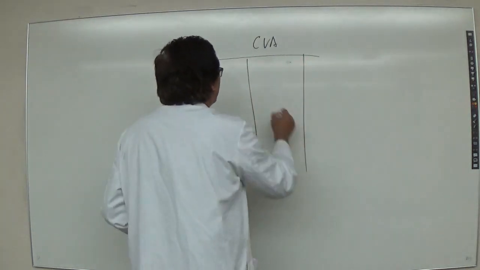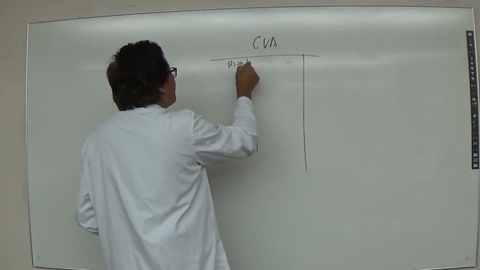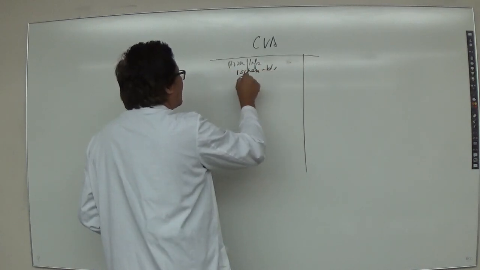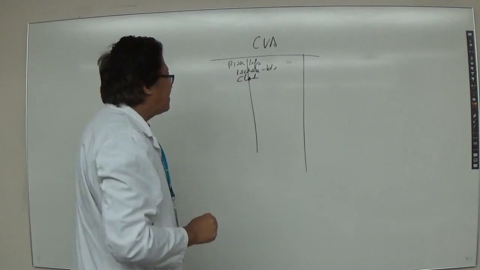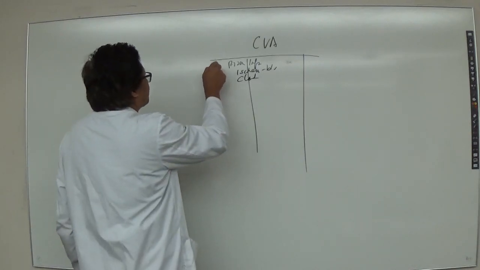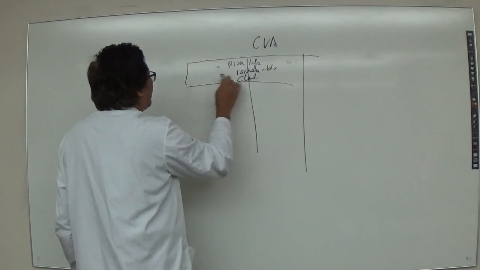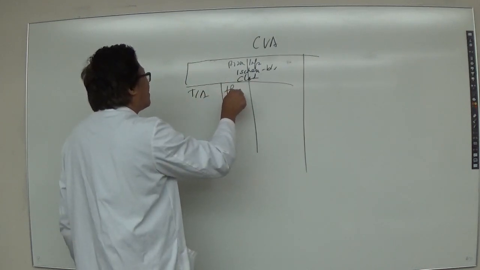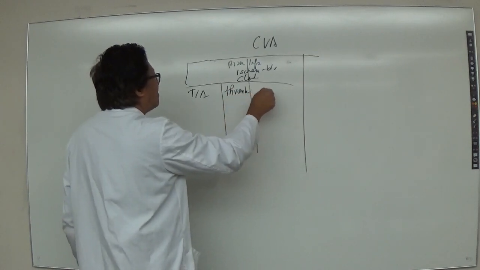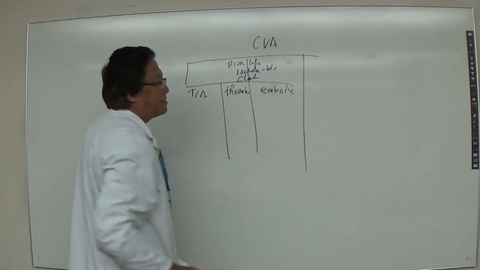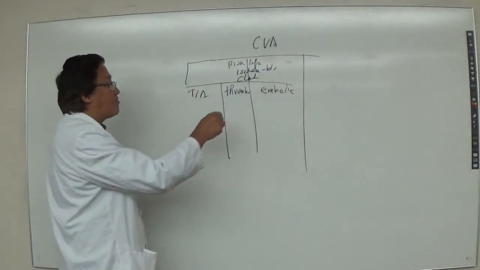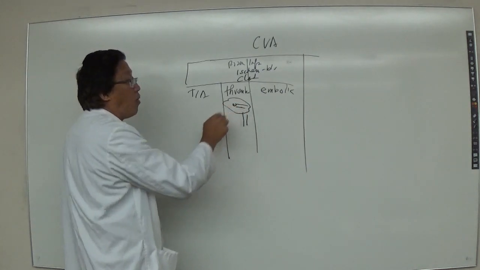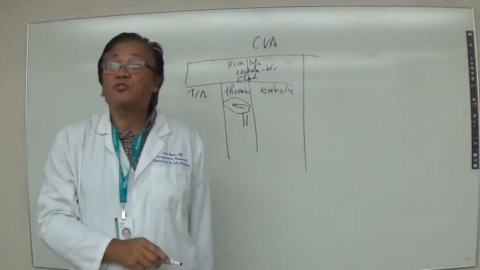Okay, so CBA. Right? So you have the brain infarcts and ischemia, which involves what? A blood clot. Under this you can actually classify them as either TIA, thrombotic, and embolic. Right? Thrombotic simply means that the clot forms where? This is the brain, spinal cord. The clot forms in the wall of the arteries. It's a stationary clot. It's attached to the wall.